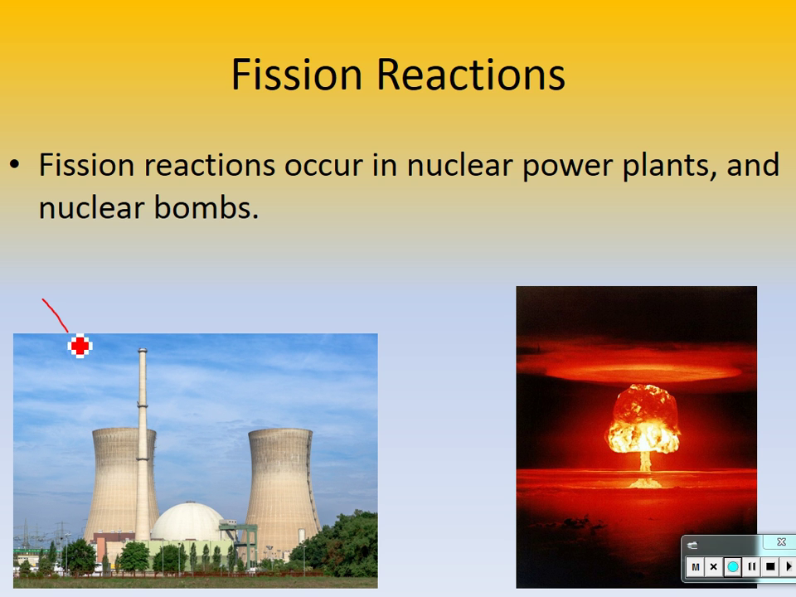So this right here, a nuclear power plant. We see this big dome structure. That's the top of the reactor. The reactor core is somewhere below ground underneath it. These big towers here, so this big tower and this big tower, are just cooling towers. And so that's what a nuclear power plant looks like.